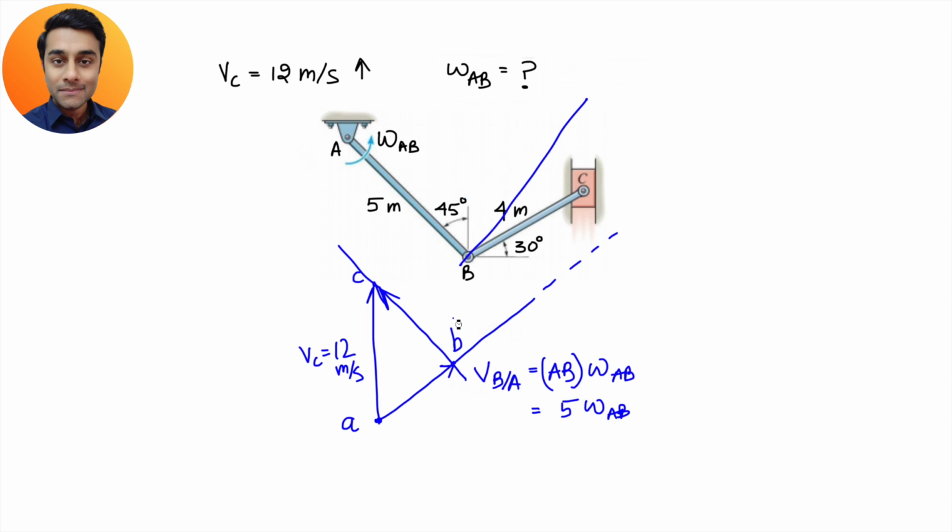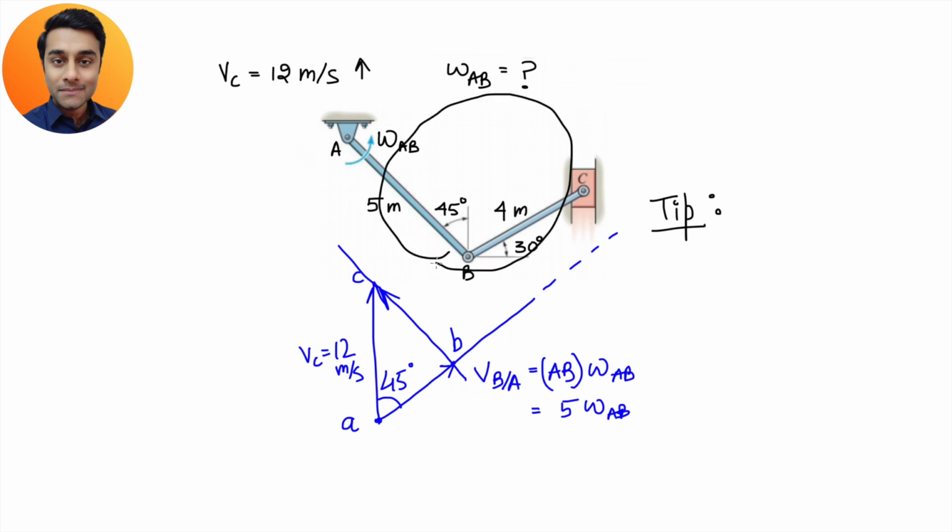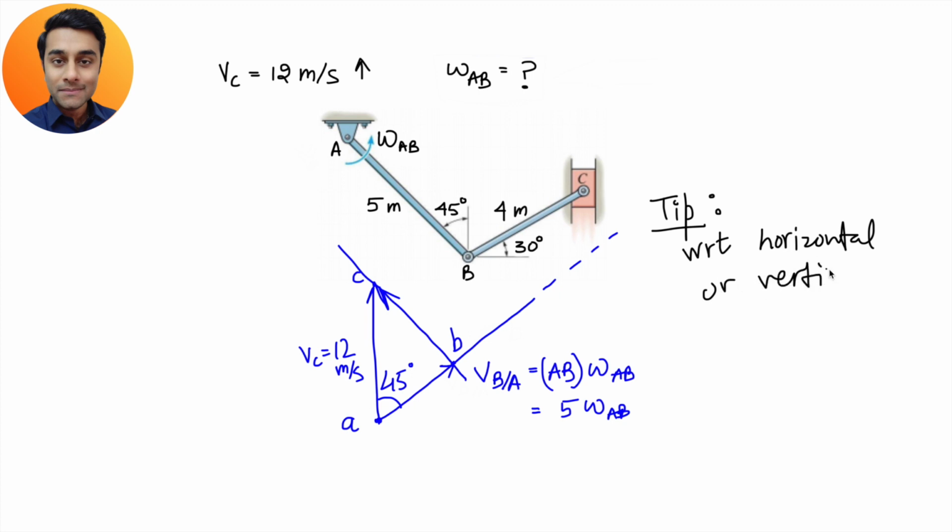What is the line perpendicular to AB? This is the line perpendicular to AB. So this will make 45 degree with the vertical. There is one tip that I want to give you here. You can write it down in your notes. Whenever you are trying to figure out the orientation from this diagram and use it here, just like we have done it here, try to decide the orientation with respect to horizontal or vertical. That will be easy for you to understand and plot.